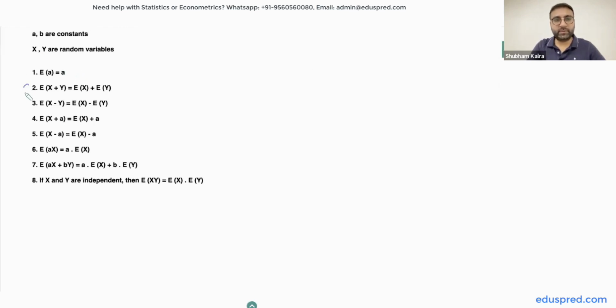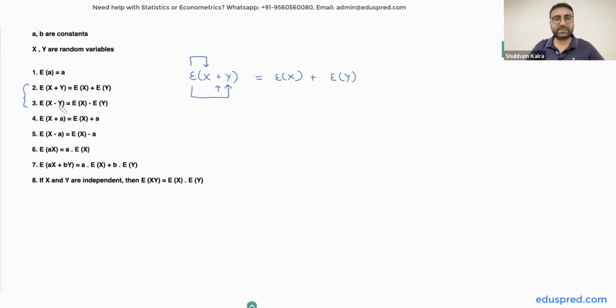So the property number 2 and 3 relate to the addition and subtraction of two random variables. Let's take a look at property number 2 first. In property number 2, we have expected value of x plus y. So let's understand the splitting mechanism over here. This is going to be the expected value of the first term, which is x. Now, because you have a plus sign over here, we are going to put a plus sign. And then it is going to be the expected value of the second term, which is expected value of y. So this is the splitting mechanism that we have over here.